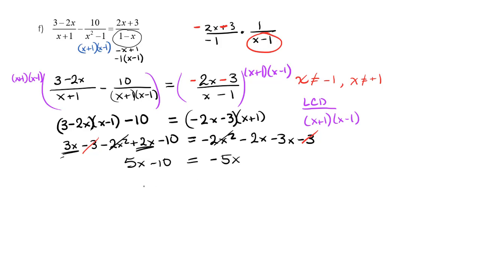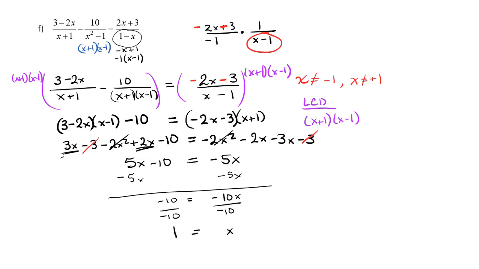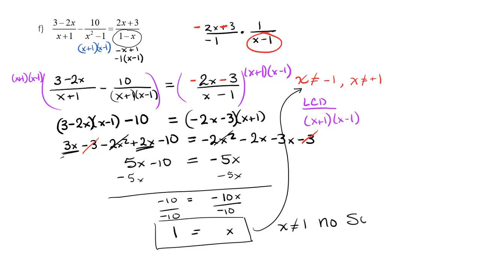And then I'm going to subtract 5x from both sides. This will give me negative 10 is equal to negative 10x. If we divide by negative 10 on both sides, x equals 1. Now, one of our restrictions was that x cannot equal 1. So we have no solution once again.